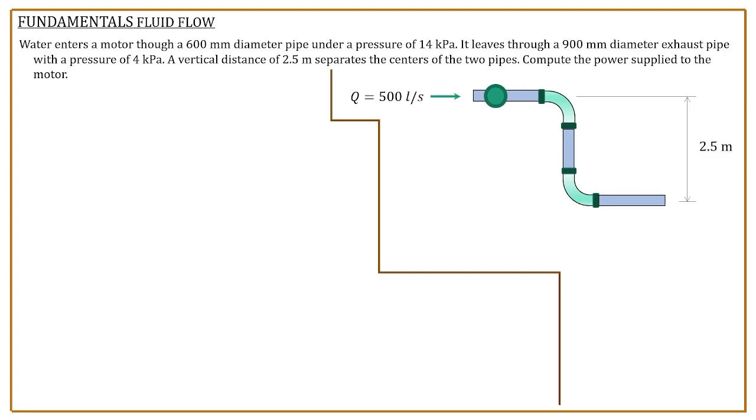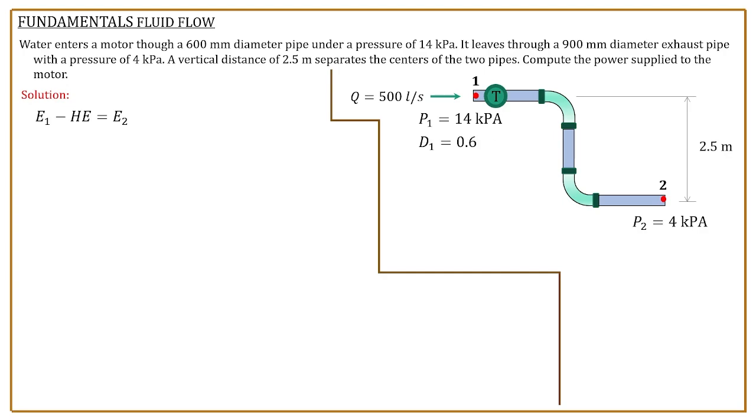Given our flow rate of 500 liters per second, this is a turbine. Since it is at the top, that is a turbine, it reduces our head. For the solution, let's write the givens. This is point 1, this is point 2. Our pressure 1 is 14 kilopascal, then pressure 2 is 4 kilopascal. Since that is a turbine, our energy equation here is E1 minus head extracted equals E2.